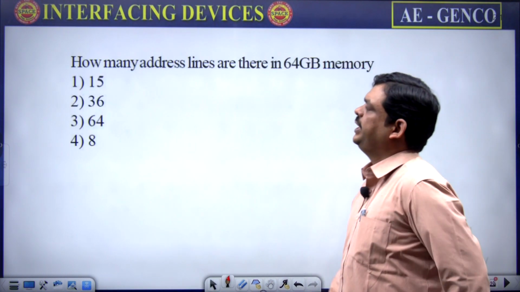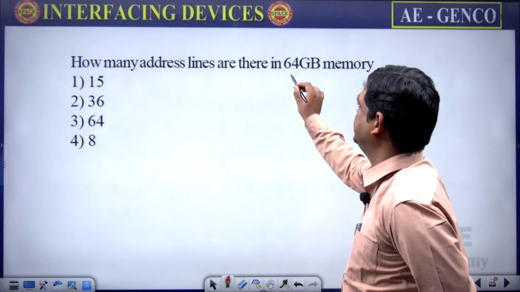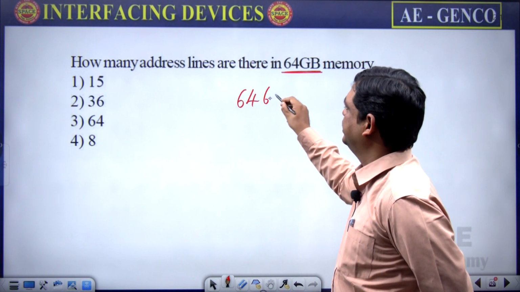Yeah, another question from interfacing devices. How many address lines are there in 64 GB? This one is also similar to the previous question. 64 GB is given here, right?